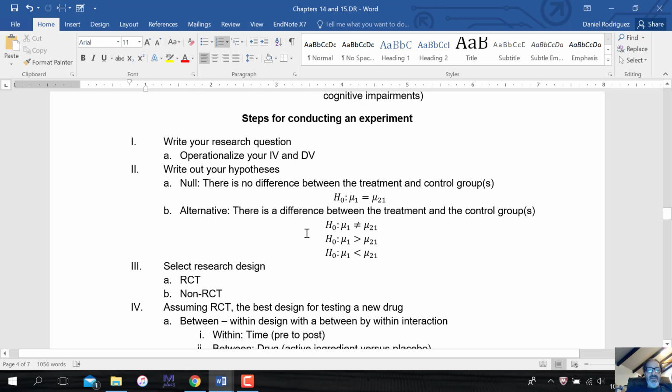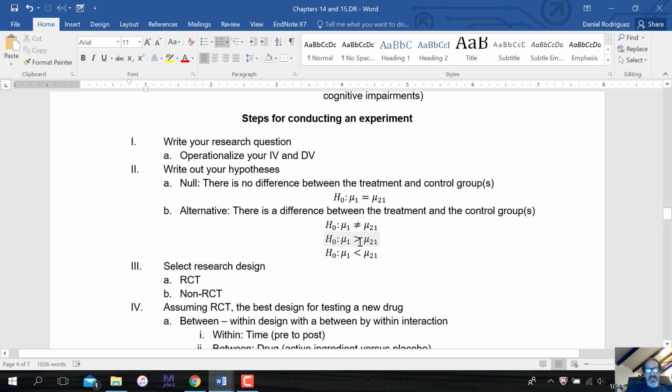An alternative, there is no difference between, well, there's several different alternatives we could have. One is that there is a difference between the treatment and control group. And what we could say there is, in this case, that there is a difference, but we're not stating in which direction the difference is.